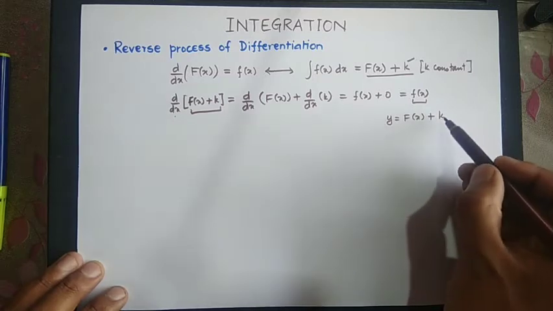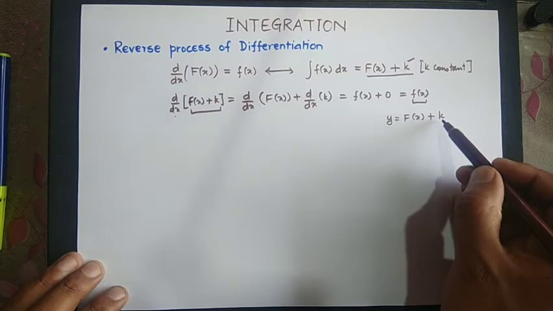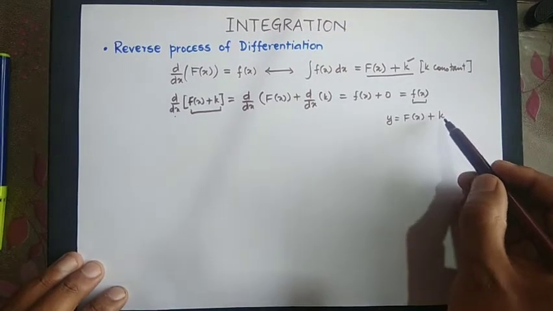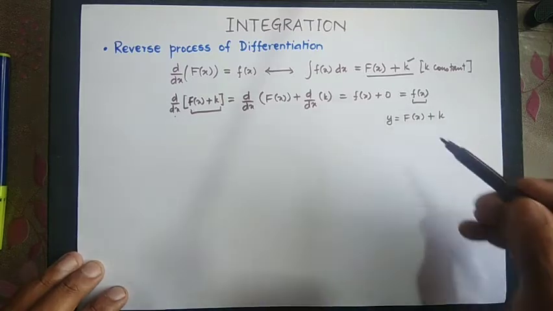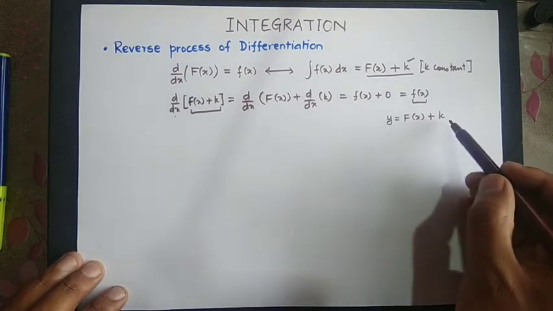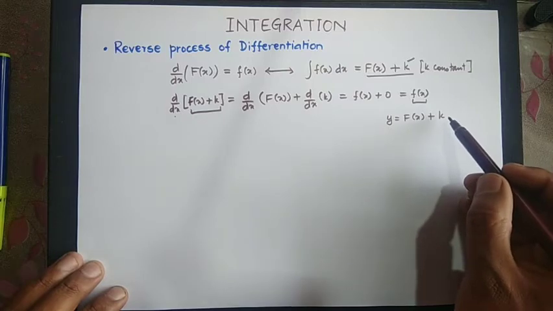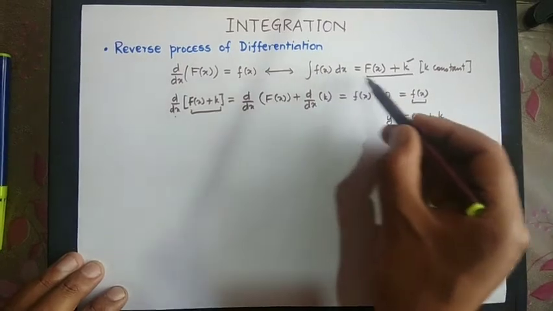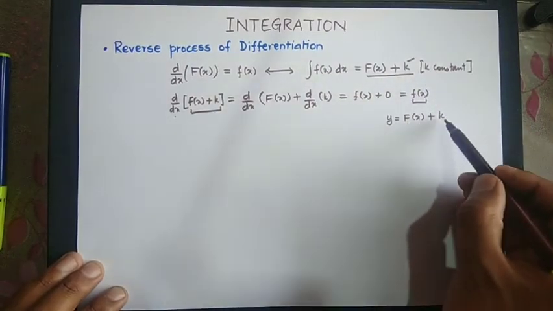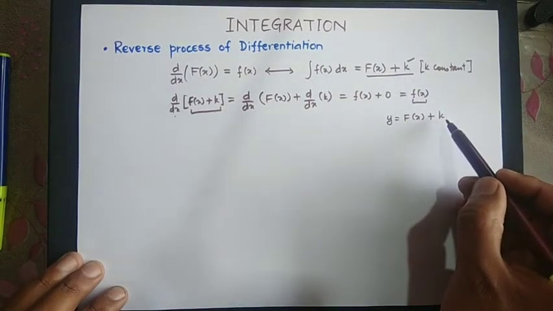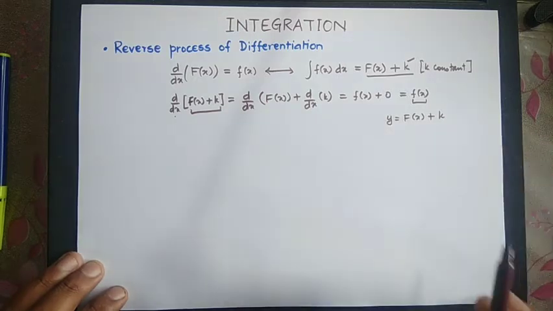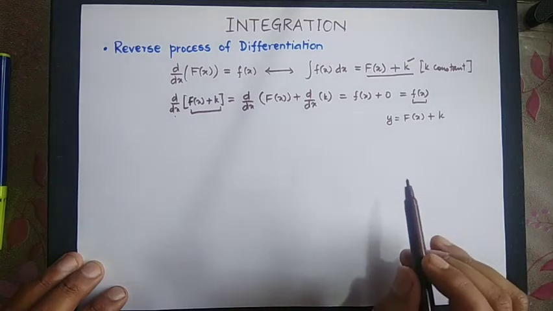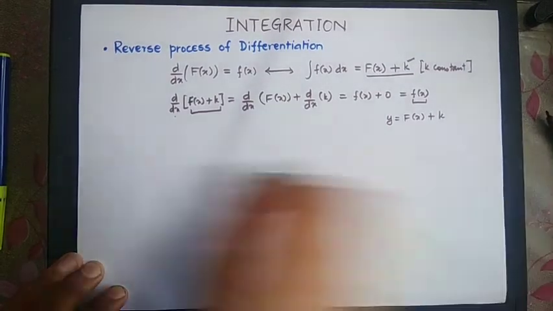If I put k equals 0, I'll get one graph. If I put k equals 2, I'll get another graph. If I put k equals 3, I'll get another graph. So the solution of the integral can be plotted in many possible ways on graph paper.